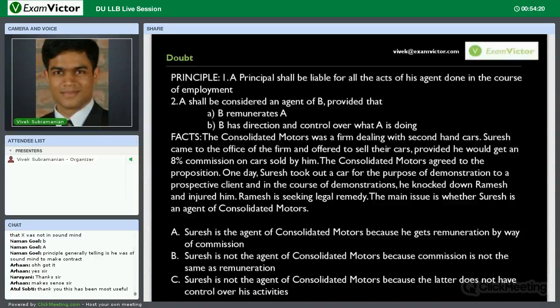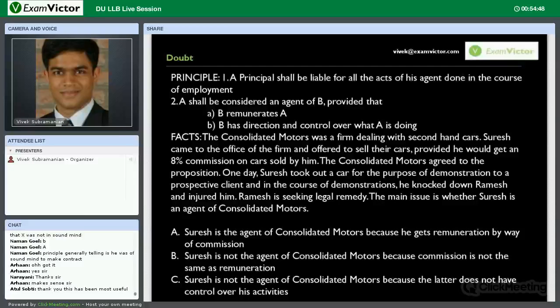In this case, there are two principles, principle 1 and principle 2. Firstly, it says a principal shall be liable for all the acts of his agent done in the course of employment. Please don't get confused. First is principal, second is also principal. So here the principal in the second part is the principal and agent concept. So a principal shall be liable for all the acts of his agent done in the course of employment. That's what the first part is.